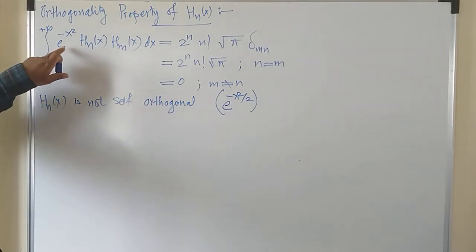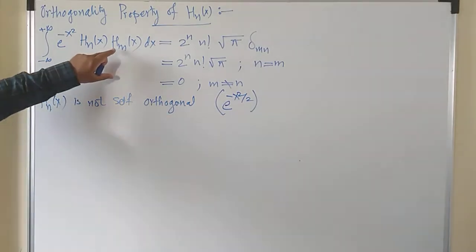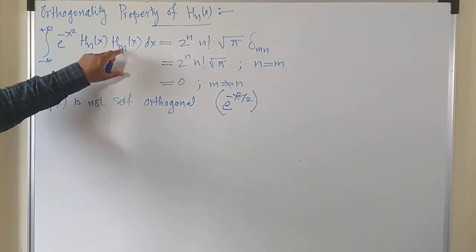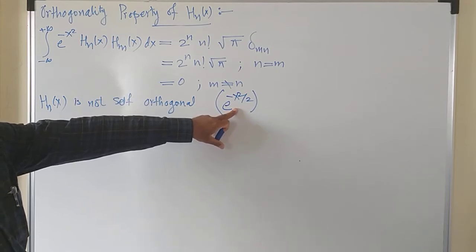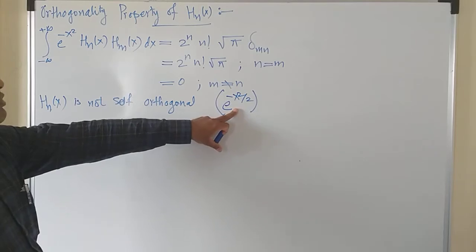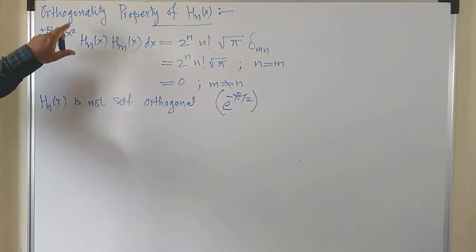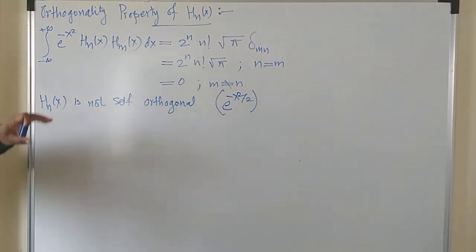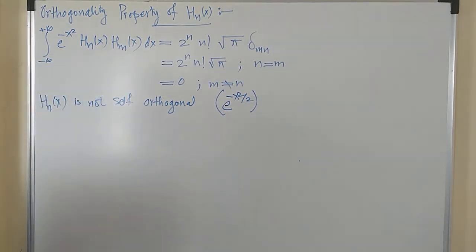Now why here is it e raised to minus x square, not e raised to minus x square by 2? Because you are considering the multiplication of both Hermite polynomials, Hn of x and Hm of x, and hence after multiplying, it becomes e raised to minus x by 2 times e raised to minus x by 2, that will become e raised to minus x square, and that's why this factor is there in the orthogonality property of Hermite polynomial. So hope you have understood why e raised to minus x square is included.